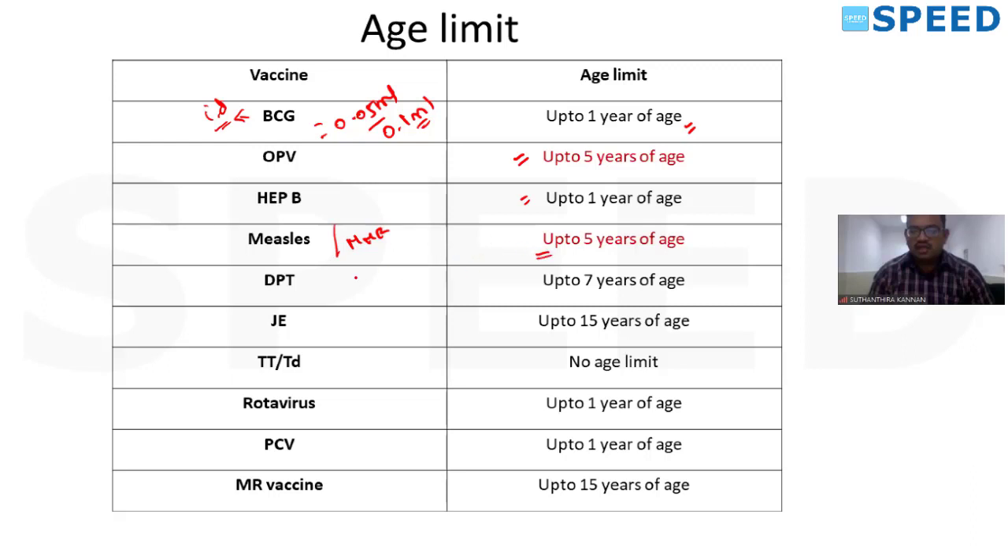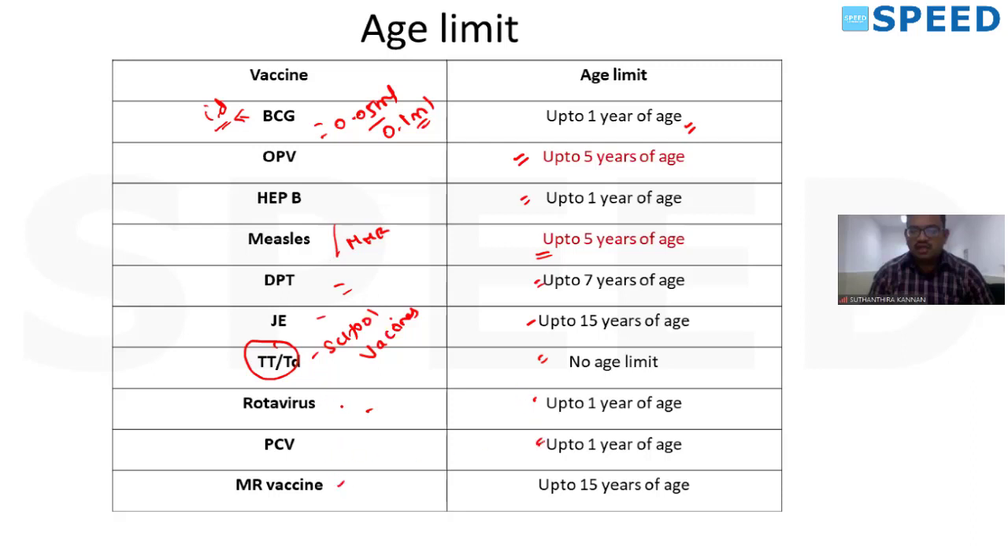Okay, up to 5 years of age. DPT up to 7 years of age. Japanese encephalitis you can give up to 15 years of age. TD or TT, otherwise called school vaccines, because at the ages of 10 and 16, as I saw in the previous slide, the students will be in school, so we have to go to school and vaccinate. There's no age limit. Rotavirus vaccine up to 1 year of age. Pneumococcal vaccine, mainly to prevent acute respiratory infection, up to 1 year of age.